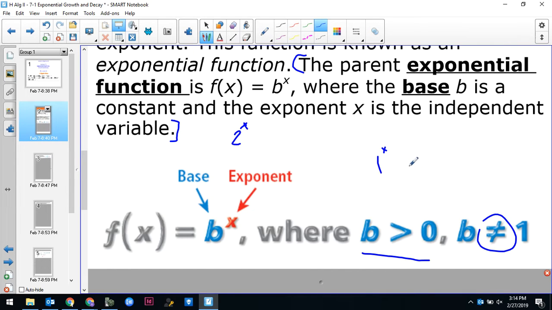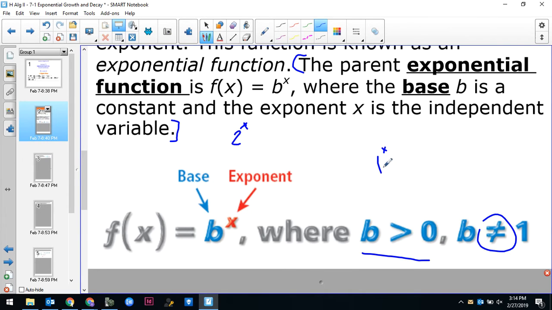1 to the first would be 1. 1 to the second would be 1. 1 to the third would be 1. 1 to the fourth would be 1. It's not doubling every time, so it's not technically an exponential function. It's not tripling. It's not quadrupling every time. It's more like a literal straight line.